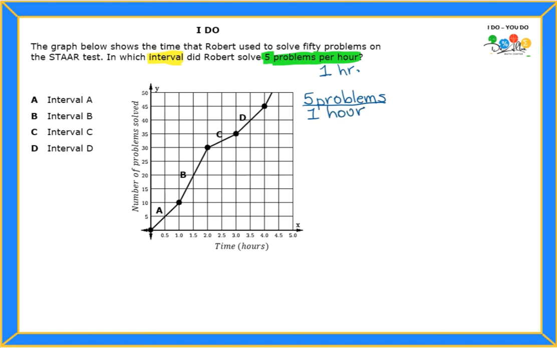Okay, now I want you to go back and look at the labels that are given to you on the X and on the Y. So problems, which is here, it's the Y. Is that correct? Okay, now what about the X? X is the time, but in hours. Now the reason why I'm asking you to write down and identify the labels is because now I know the problems is the Y, and the hours is gonna be my X.